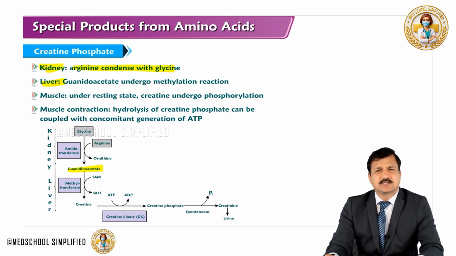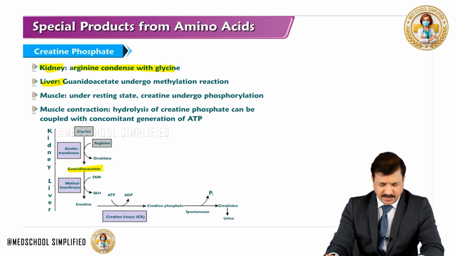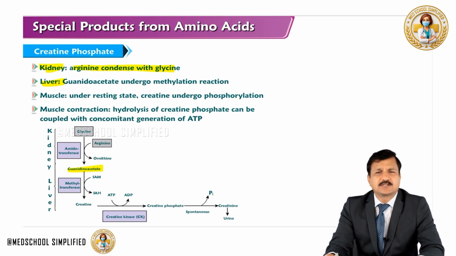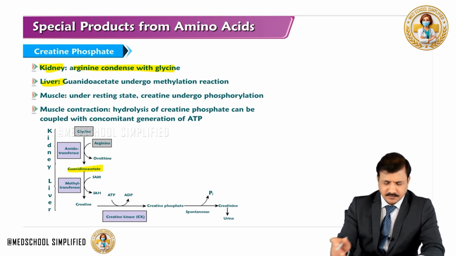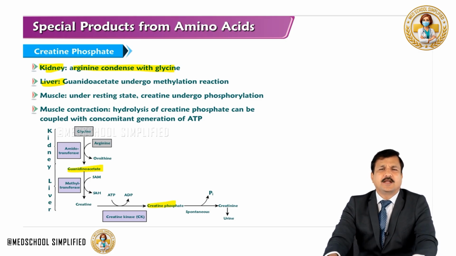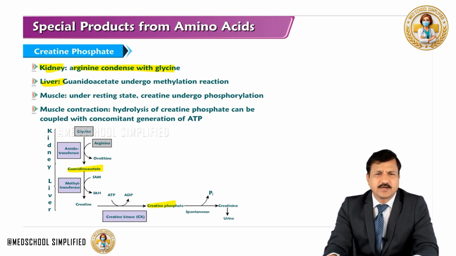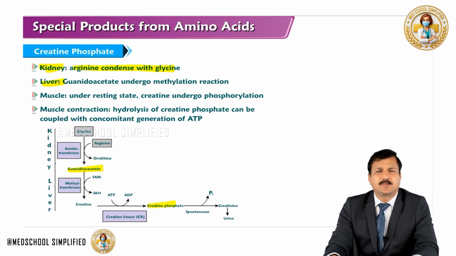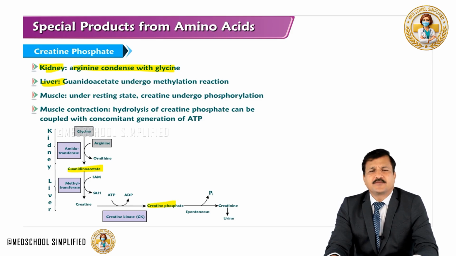Now, once creatine is synthesized in the liver, this creatine is secreted out into the blood, which is taken up by the muscles. And in the muscles, under resting condition, there will be phosphorylation of creatine to make creatine phosphate. And the creatine phosphate is a high energy molecule, and it is going to store readily available energy for future needs whenever muscle needs ATP to be made from ADP. And that's how the creatine phosphate is stored.